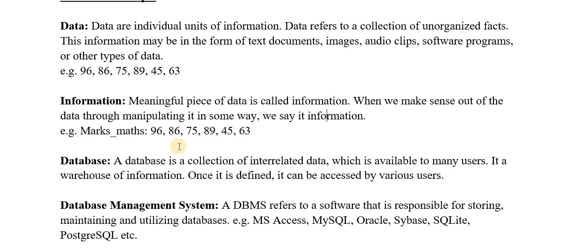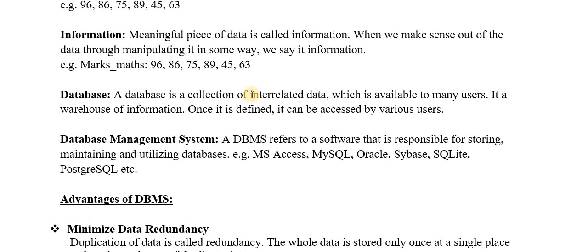So next is database. What is a database? A database is a collection of interrelated data. The data which is interrelated with each other makes a database. There are databases available to many users. This is the use of a database. It is a warehouse of information, just like a godown of information. Once you have created the database, it can be accessed by various users. For example, whenever you search for information using Google, Google stores the information in the form of a database and many users can access that information.